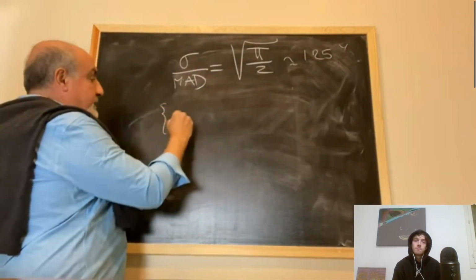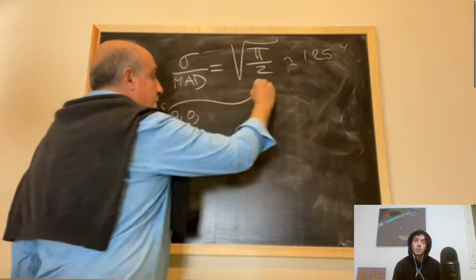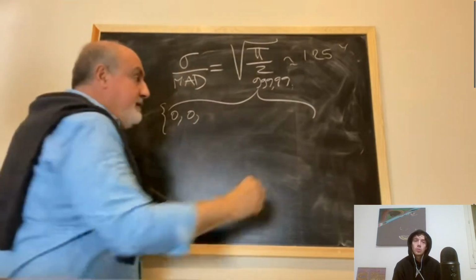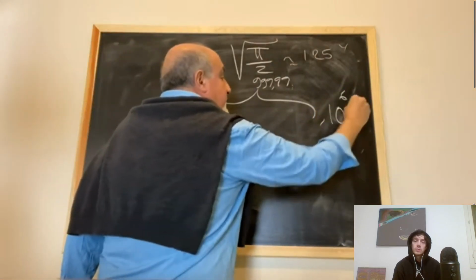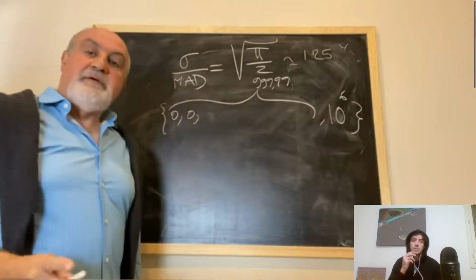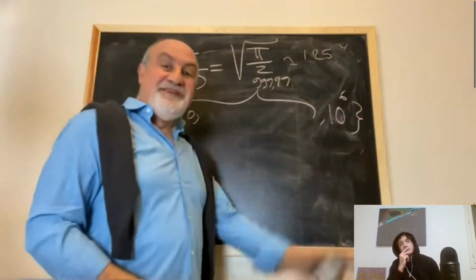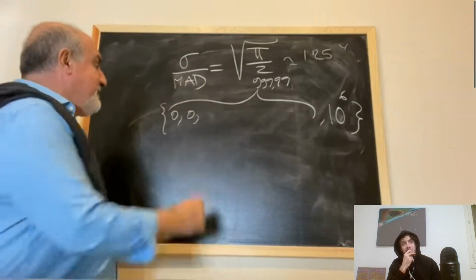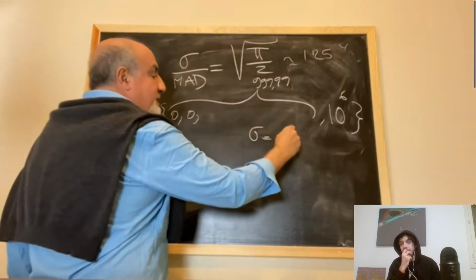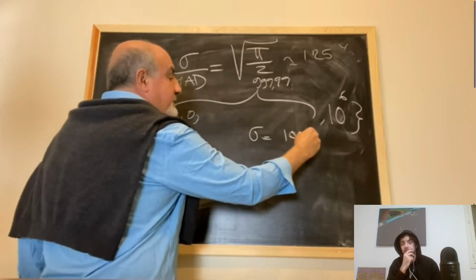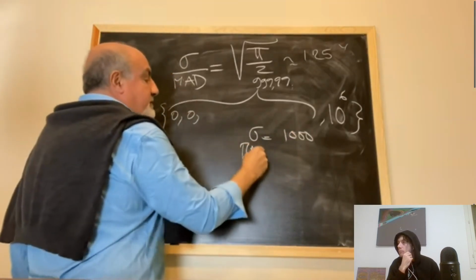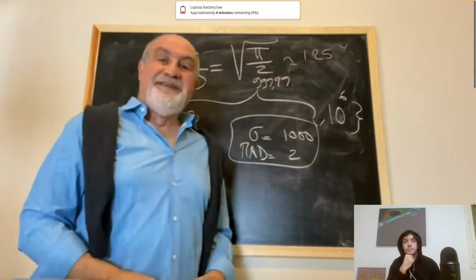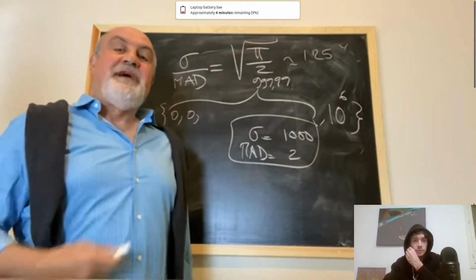Let's take 0, 0, ... 999,999. This is the deviation. And then you have a million observations. All of them are 0 except for one. It's a million. Okay. Compute standard deviation. Standard deviation is going to be about 1,000. And what is mean absolute deviation? It's going to be 2. So sigma over MAD is going to be 500. So sigma is going to be 500 times the average deviation.